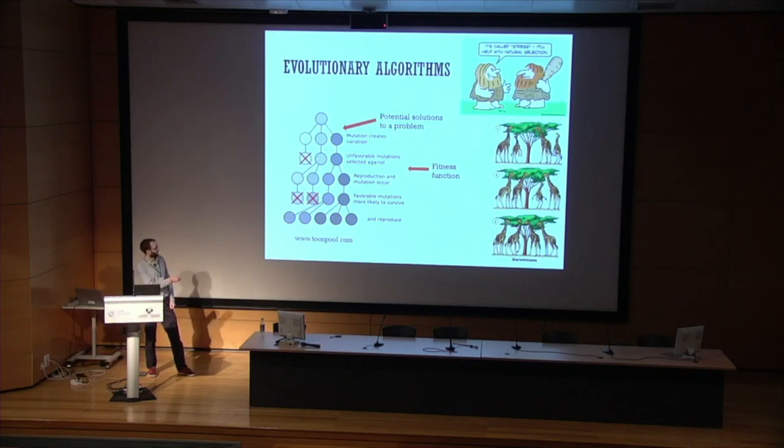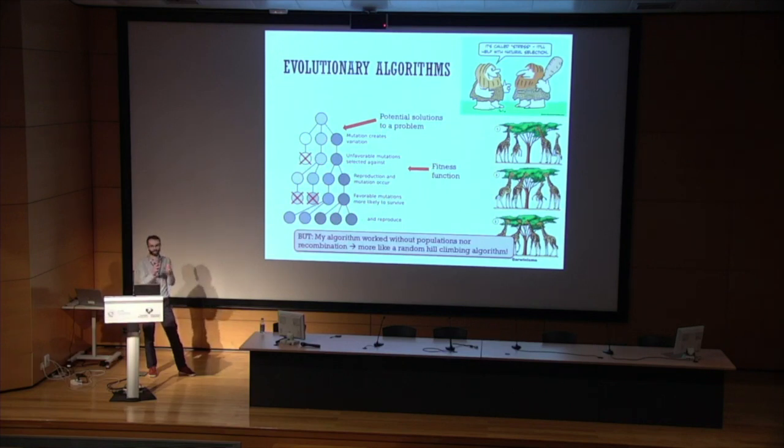Now, I've introduced this evolutionary algorithm, but actually, when I did this, I programmed this by hand, and my algorithm worked before I actually introduced having populations or this recombination, this breeding. So effectively, it was just like a random hill climbing algorithm where you find a solution, make a small change, see whether that solution is better or worse than the previous one, and you do a random hill climbing like that.